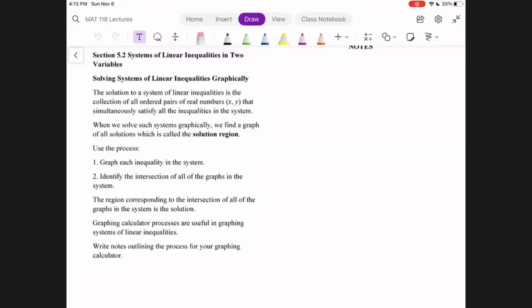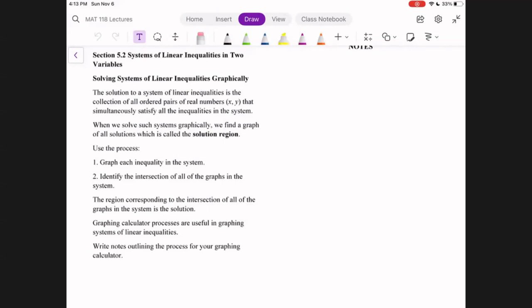Hey everyone, this is a video on 5.2. This video will be rather short. It ties into 5.1 very heavily, and even some of the homework questions on 5.1, you could kind of see them in this section. So this will extend 5.1 to where instead of graphing one linear inequality, you'll have multiple.